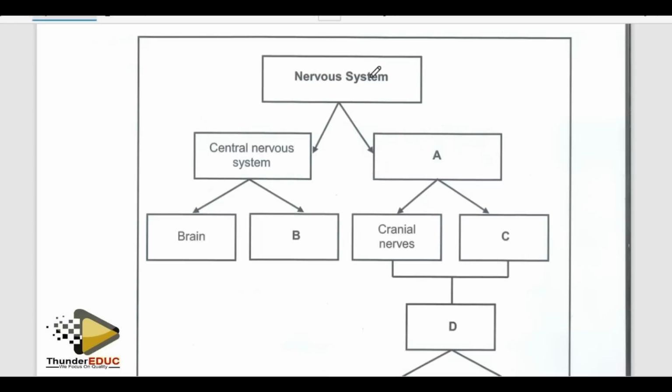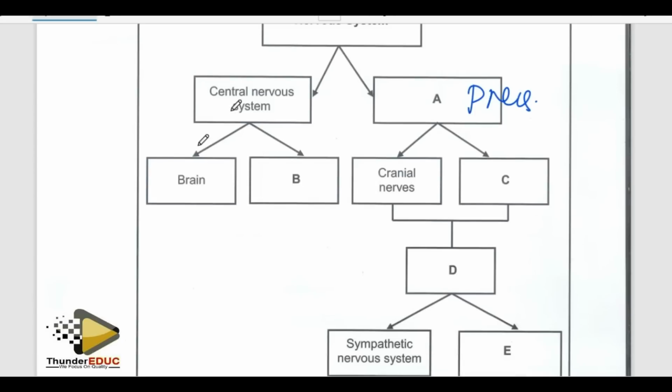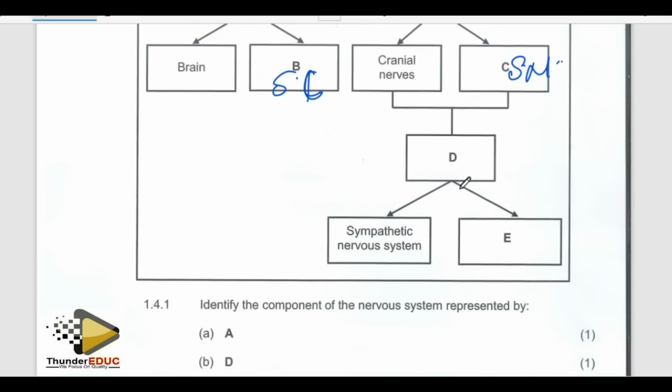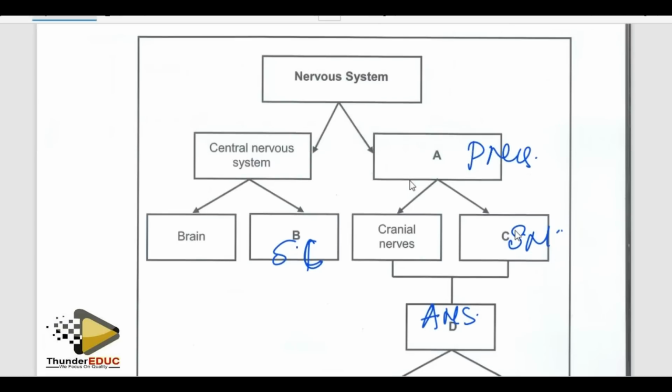Nervous system is either central. If it's not central, is peripheral, meaning that A is the peripheral nervous system. Yes. The central nervous system is divided into two, either brain or spinal cord, meaning that B is the spinal cord. The peripheral nervous system is either made up of cranial nerves or spinal nerves. So meaning that is spinal nerves. These two form what you call autonomic nervous system. Autonomic nervous system divides into two, either sympathetic nervous system or parasympathetic nervous system. So now it's covered. Let's go to the questions and find out.